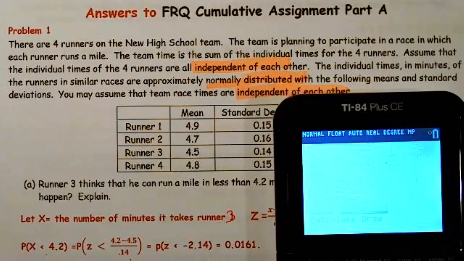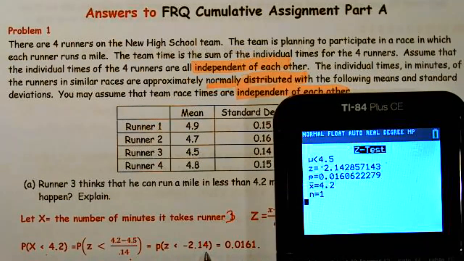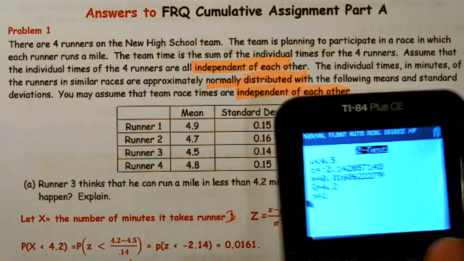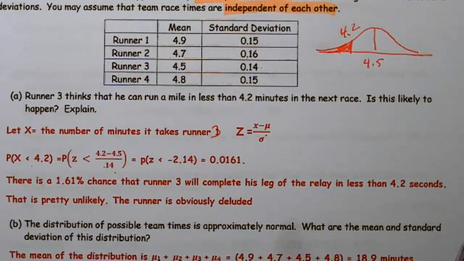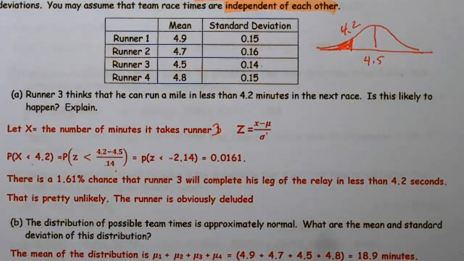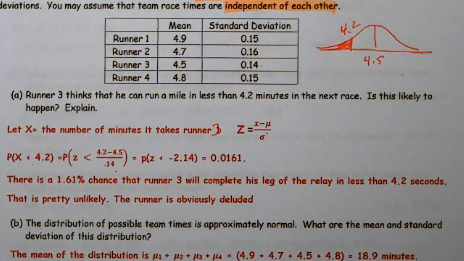Well, when I calculate this, I end up getting a z-score of negative 2.14 and a probability of about 0.0161, which is not really likely. It's less than 2%. I think it's pretty unlikely. The dude is obviously deluded and likes to brag. Or lady, maybe. Anyway, I don't think it's likely that the runner is going to do this in less than 4.2 minutes. But it could happen.